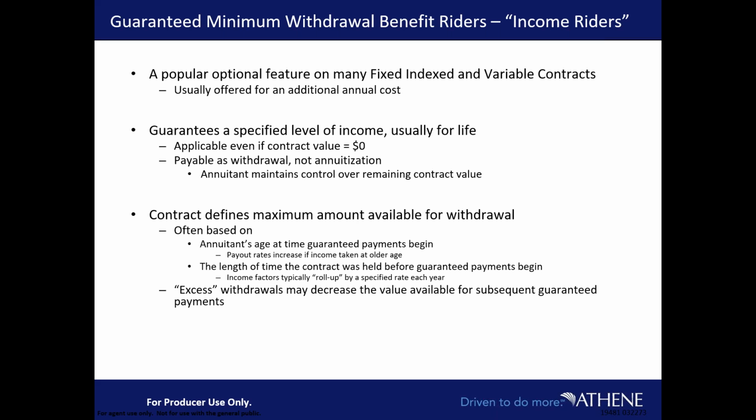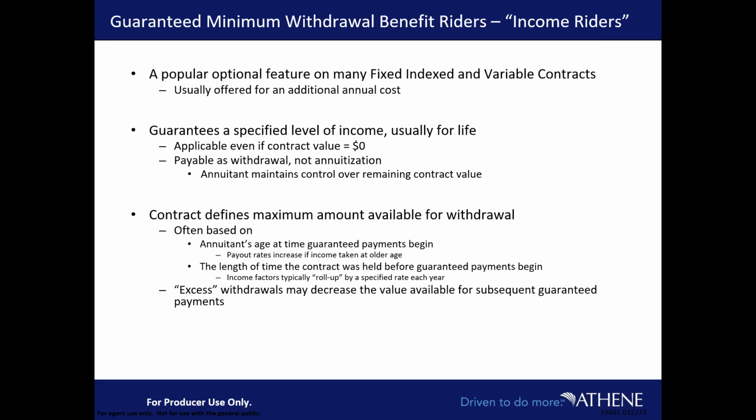So the contract defines a maximum amount available for withdrawal, often based on the annuitant's age at the time guaranteed payments begin. Payout rates increase if income is taken at older ages. So the longer that those clients defer taking the income, generally speaking, the bigger their income payments will be. And also the length of time the contract was held before the guaranteed payments begin.